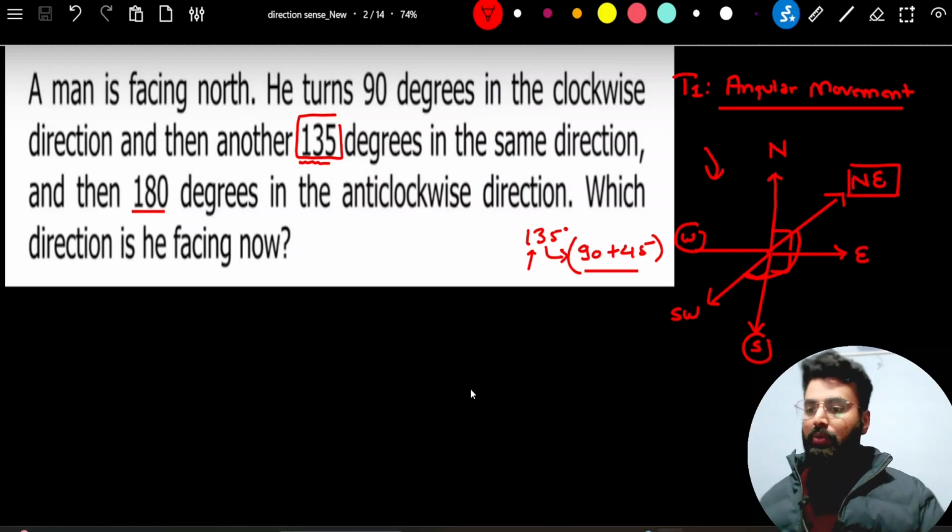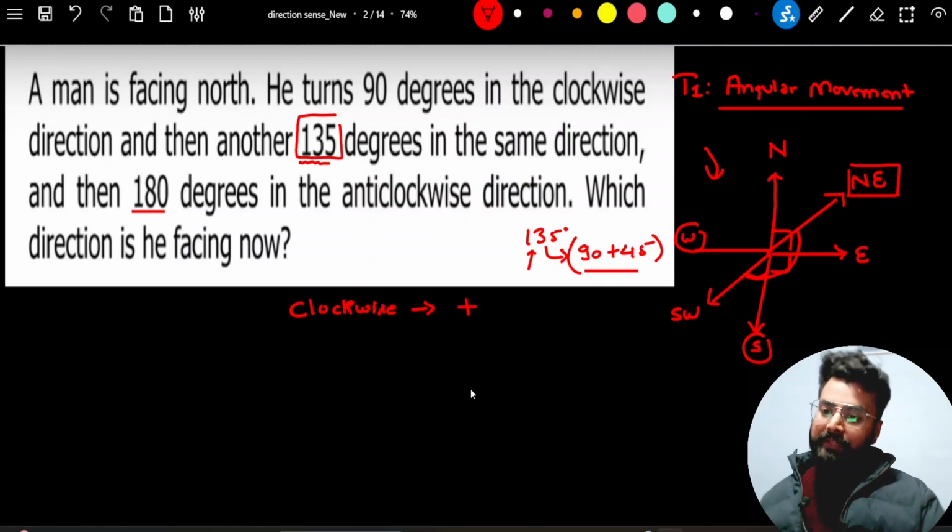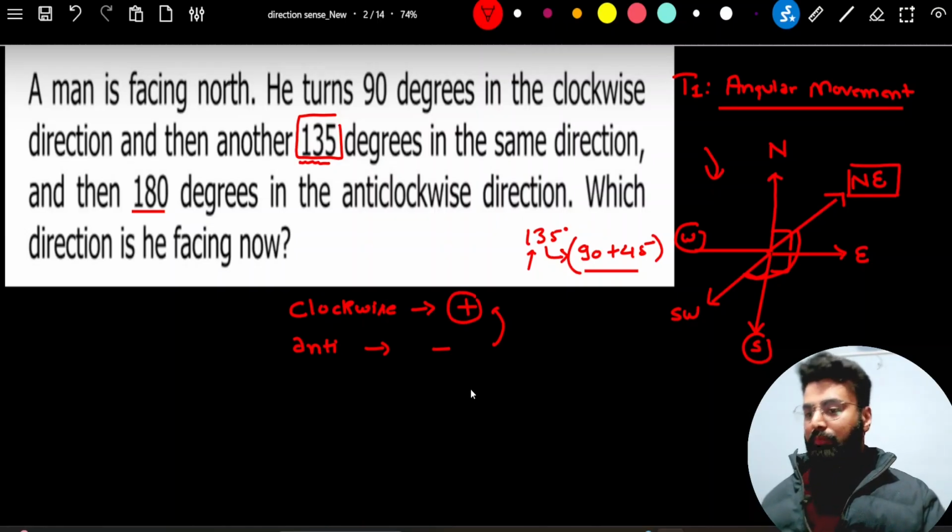Now to use this approach, there are a few things which I would like to discuss with you. One, to show that a person is taking a clockwise movement, I'm going to use positive sign, while for anti-clockwise movement, I'll use negative sign. I could have used them interchangeably, but for me, positive sign is a representation of clockwise movement, while negative sign is a representation of anti-clockwise. Simple.